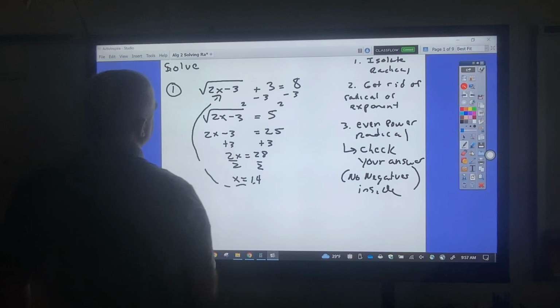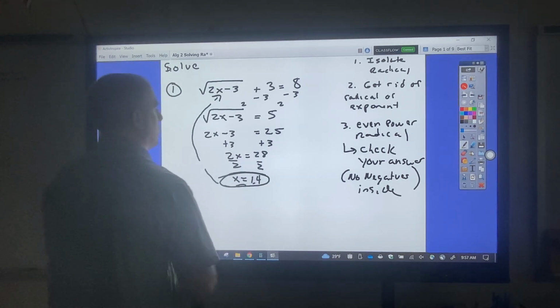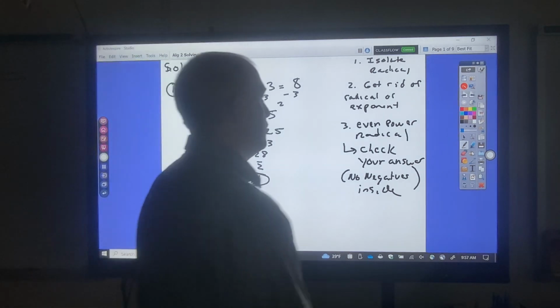Well, 2 times 14 is 28, minus 5 is 25. I'm good. So this is my answer, 14. Now, if that would have been negative, that part would be a no solution.